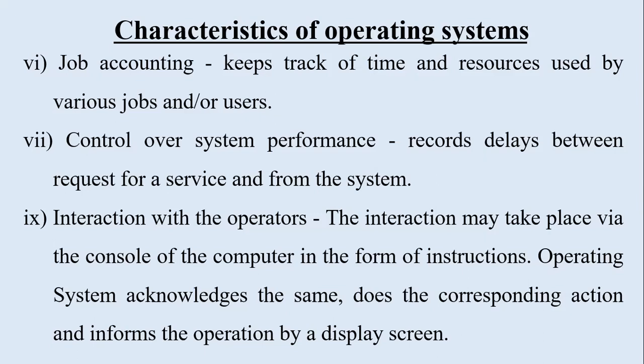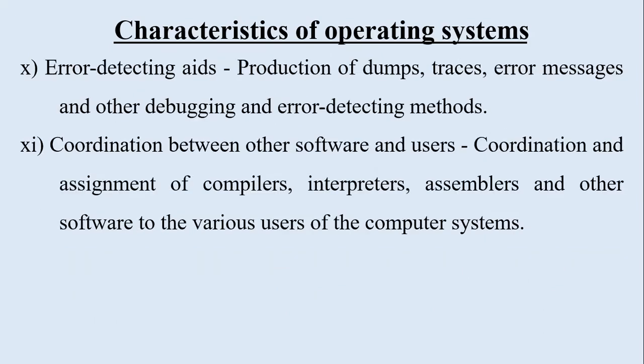The operating system reckons delays between requests for service and from the system. Number eight is interaction with the operators. The interaction may take place via the console of the computer in the form of instructions. So the operating system acknowledges the same, takes the corresponding action, and informs the operator by a display screen.